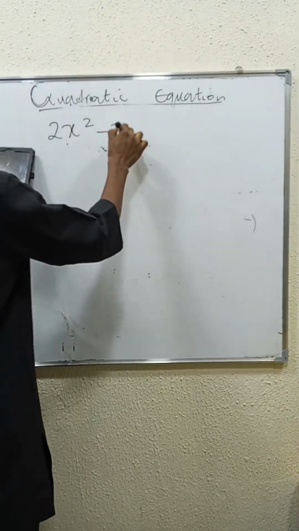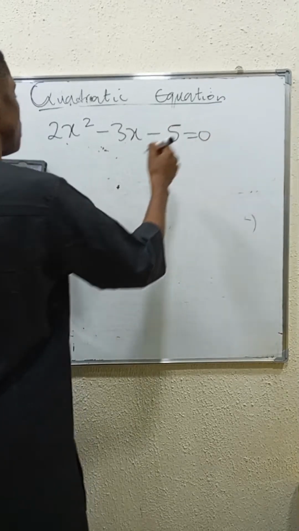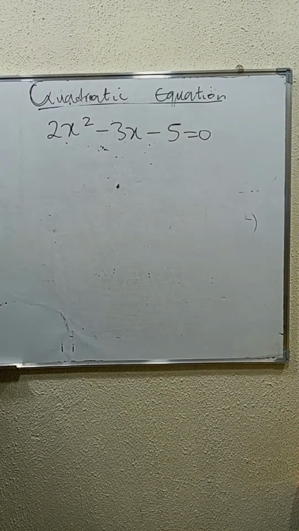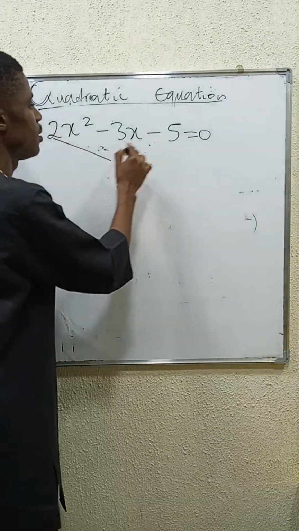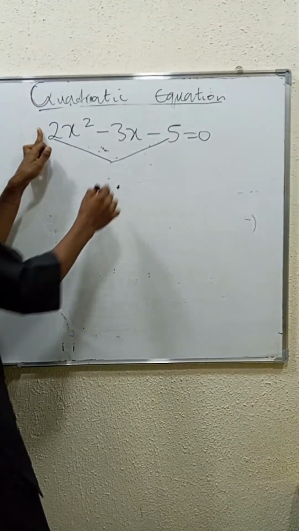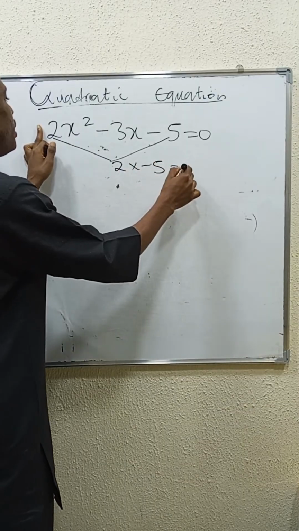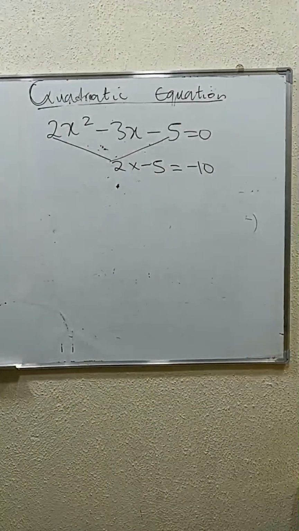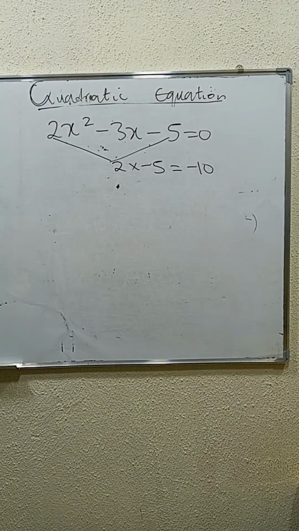2x squared minus 3x minus 5 is 0. Okay, let's solve this one together. To solve this is very simple. Multiply the leading coefficient by the last term. You have 2 times minus 5, and that's minus 10. Then think of two numbers that if you multiply them, you get minus 10, but if you add them, you get the middle term, which is minus 3. What is the number? Tell me the number.